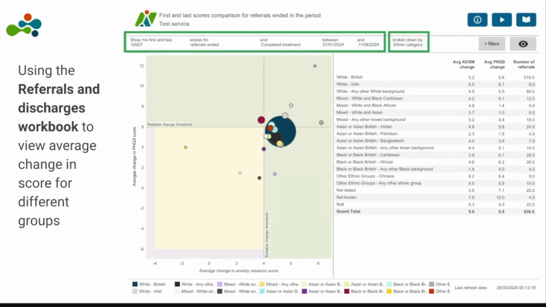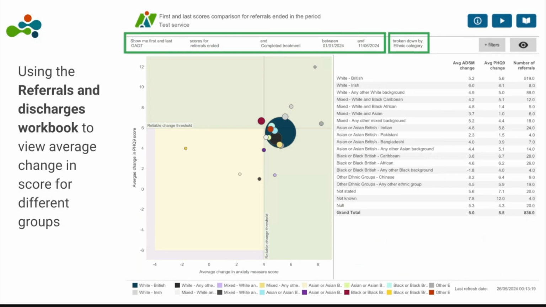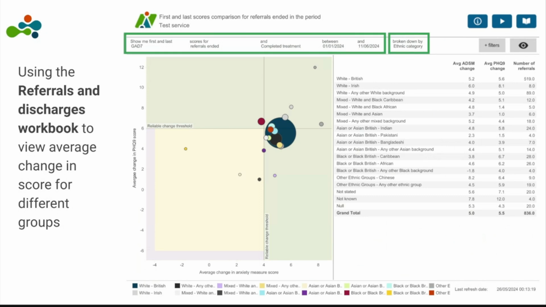Again, we're going with ethnic category here, and what the large plot is showing is effectively the response to treatment. It's how much of a change there has been in the depression score and the anxiety score for those people who have finished treatment. And each dot represents, in this case, a different ethnic category. And the size of the dot also indicates the volume of patients that are included in that data. So there's a lot of information here, but it could really flag up outliers and groups of patients that are either showing very good response to treatment or very poor response to treatment.